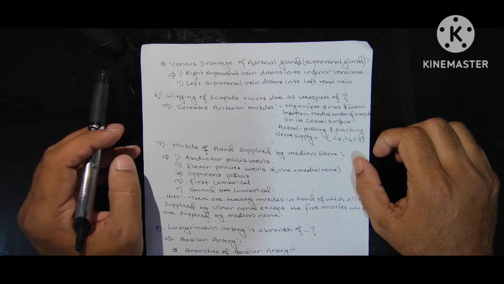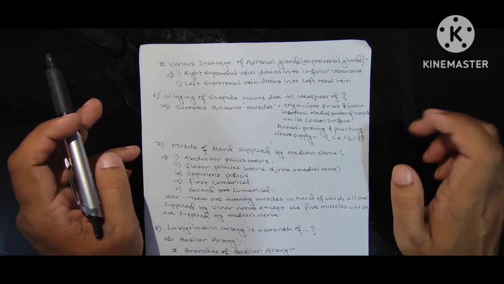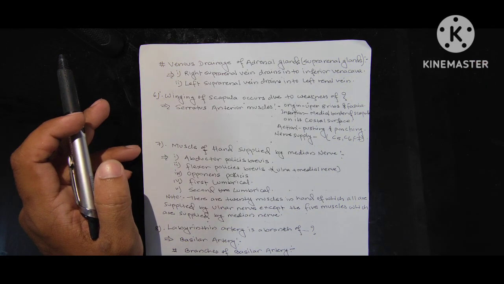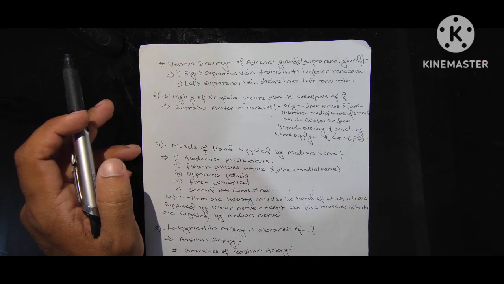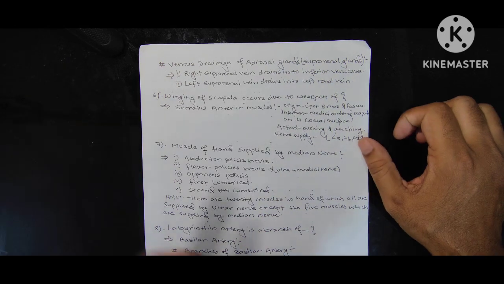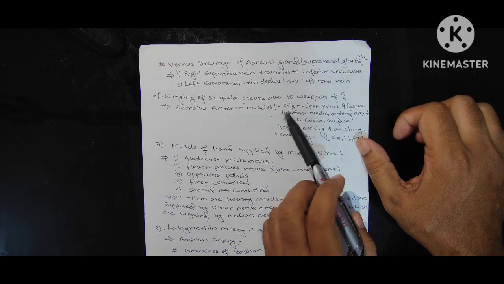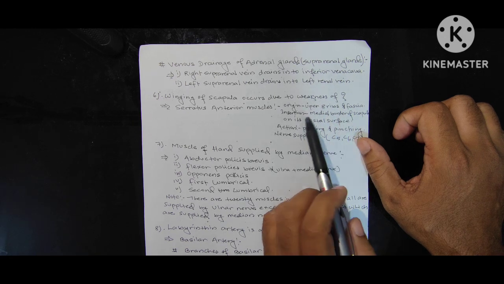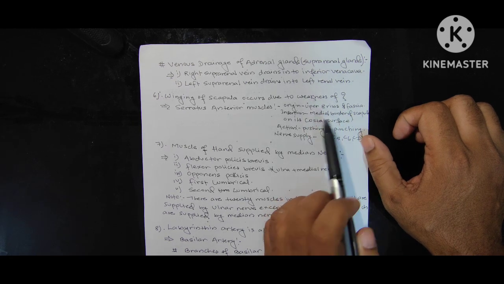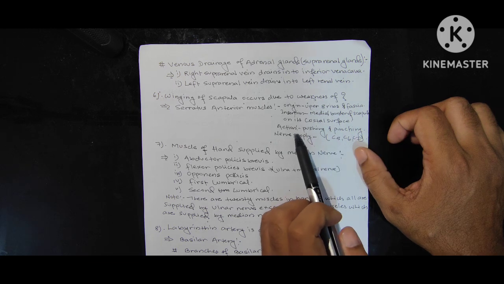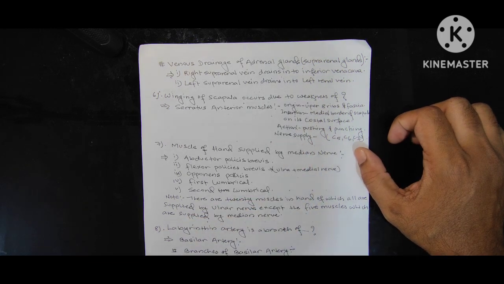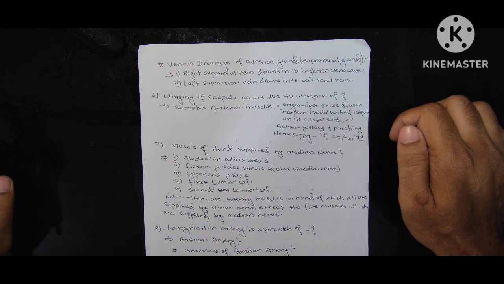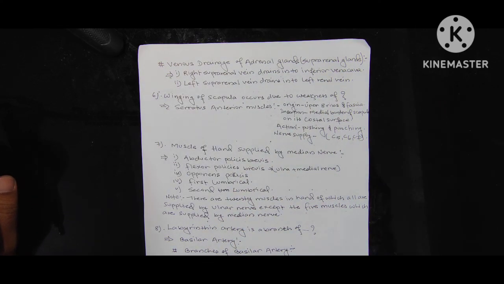Okay, and the sixth question. Winging of scapula occurs due to weakness of which muscle? The answer is serratus anterior muscle. The origin of serratus anterior muscle is the upper 8 ribs and their fascia. Insertion is the medial border of the scapula on its costal surface. The action of the serratus anterior is that it helps in pushing and punching, and the nerve supply is C5, C6 and C7.